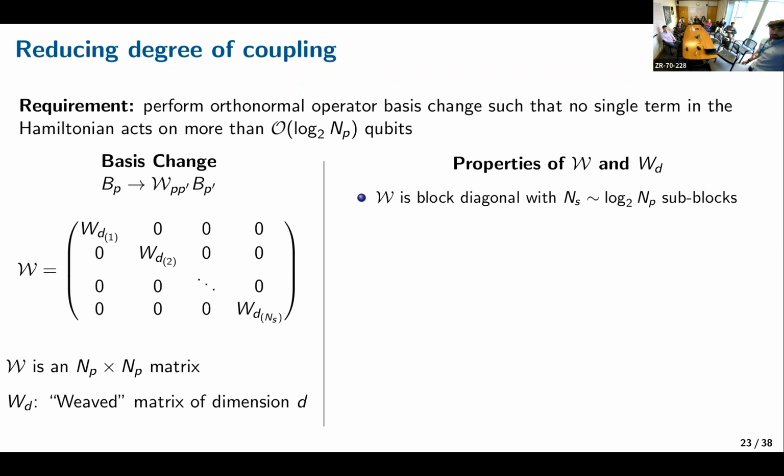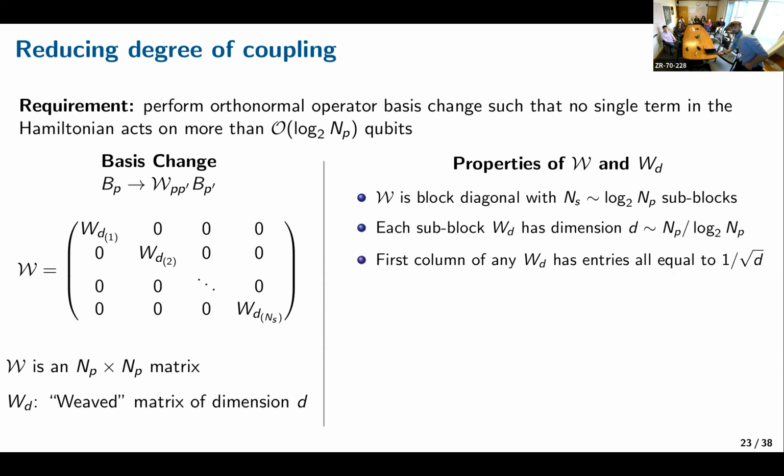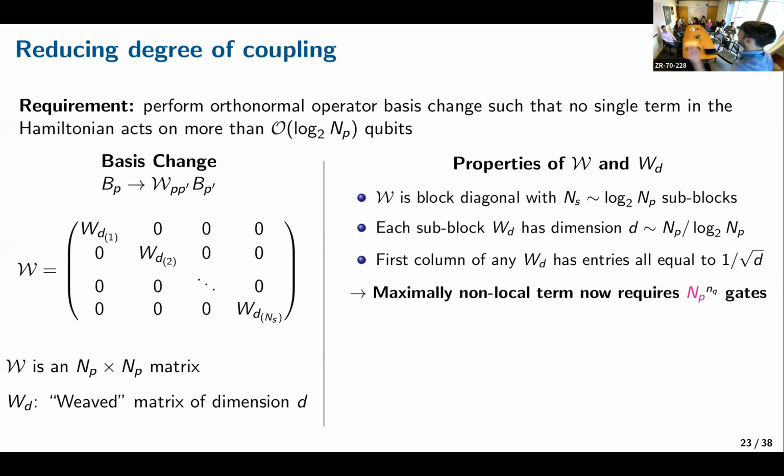This change of basis, this script W, is a block diagonal matrix with a number of subblocks on the diagonal that scales logarithmically with the number of plaquettes. Another property is that each of these subblocks can't be too big and can't be too small. The third property is that the first column of every one of these matrices has to be equal to a constant. If you do these three things simultaneously, you find that this maximally non-local term in this new basis now requires a number of gates that's polynomial in the volume. So this will break the exponential volume scaling from the maximally coupled term.